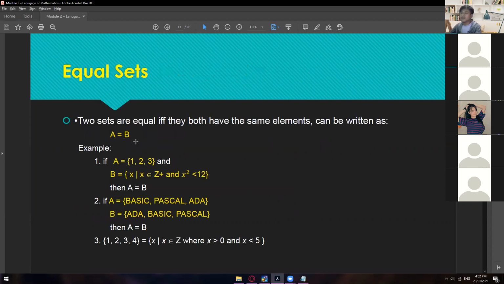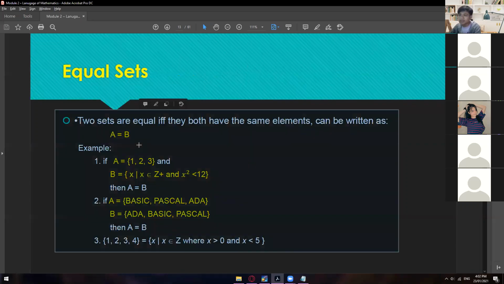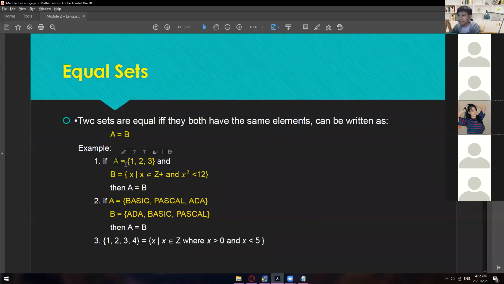Next we have here equal sets. From the word itself, equal, meaning A and B have the same elements. We have here an example wherein A is 1, 2, 3, and B is in the form of notation, wherein x is an element of positive integers and x squared is less than 12. If you analyze this one, start with 1: 1 squared is less than 12, so yes, which is our 1 already.